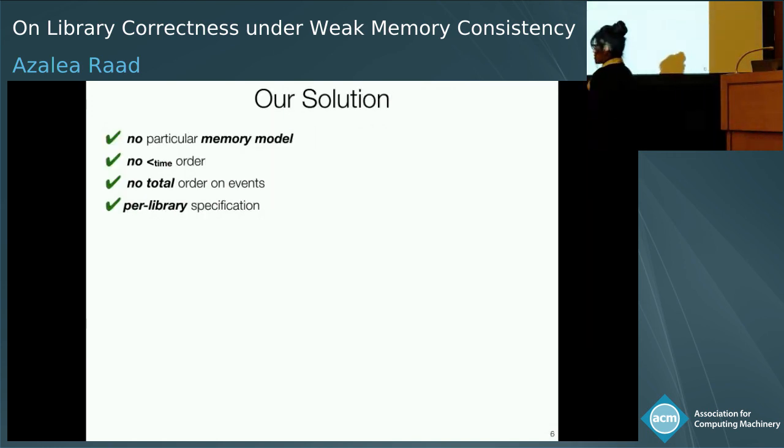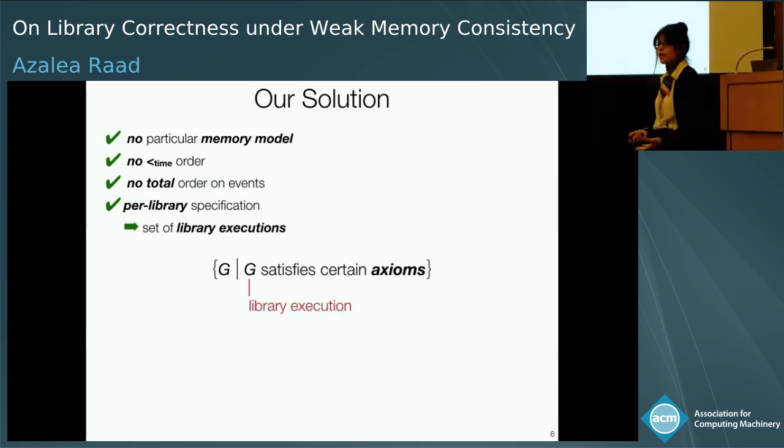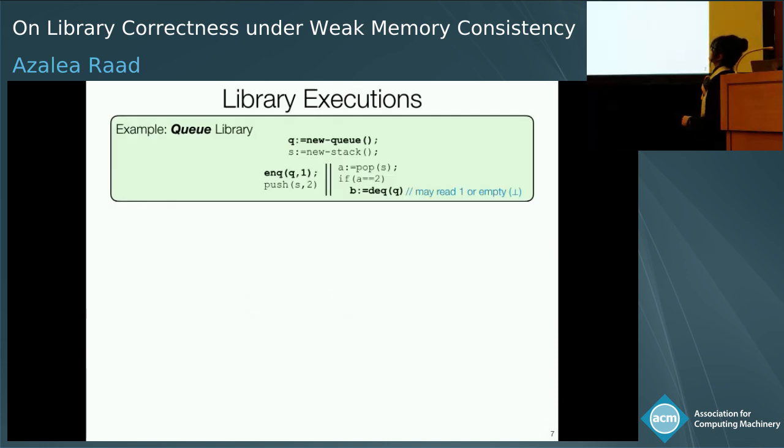So instead, in our solution, we have this generalized framework that is memory model agnostic, doesn't require the real-time order, doesn't require the total order, and we still manage to give this compositional per-library specification. And the way we do it is very similar to existing declarative approaches for weak memory. So we specify a library as a set of executions that satisfy certain axioms. So let me give you an example.